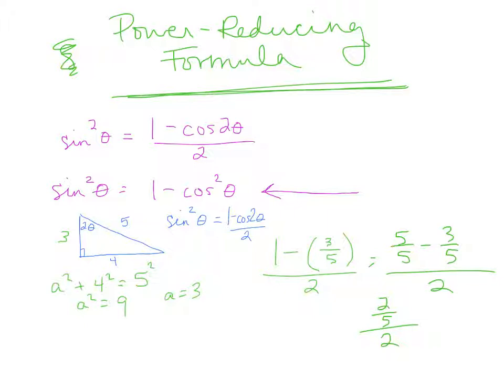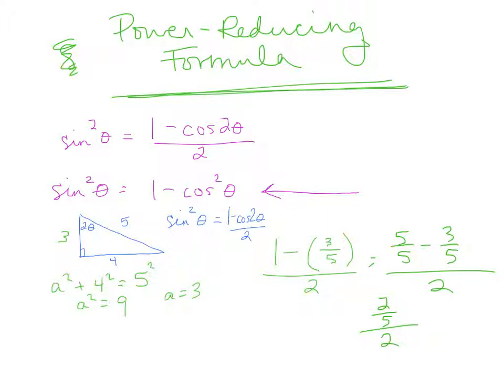2/5 divided by 2. If you think about it, use logic. You got 2/5. You're going to cut it in half. That's what dividing by 2 means. What do you think the answer is going to be, just using logic? You have 2/5 and you're cutting that in half. 1/5. That's what you get.